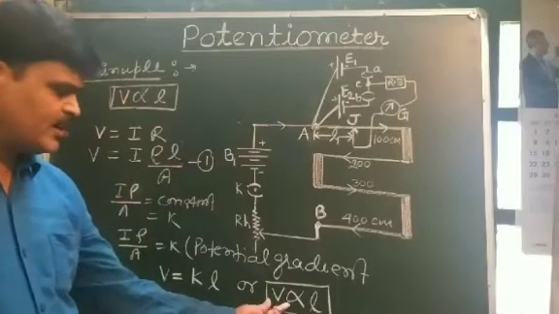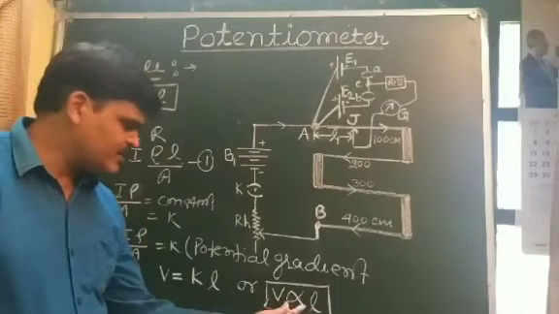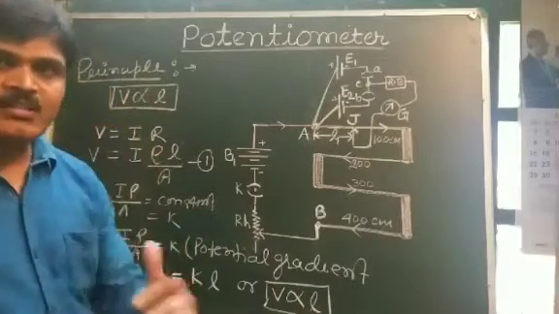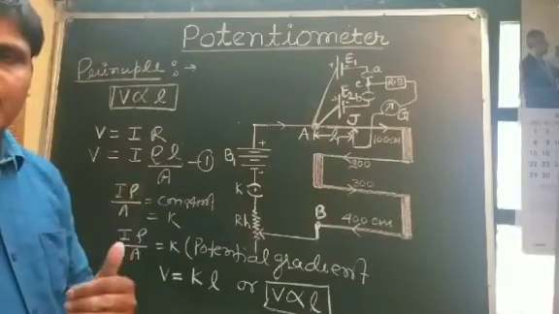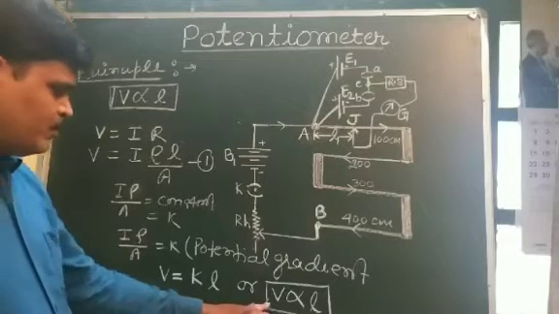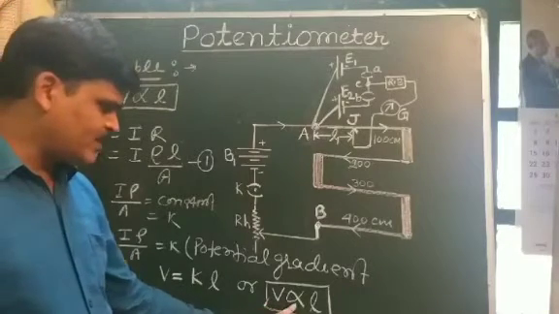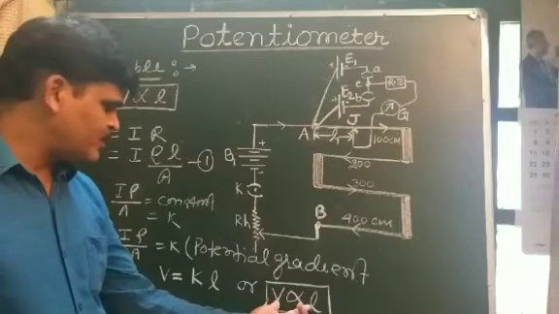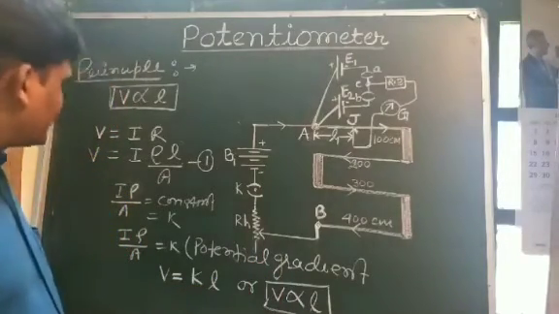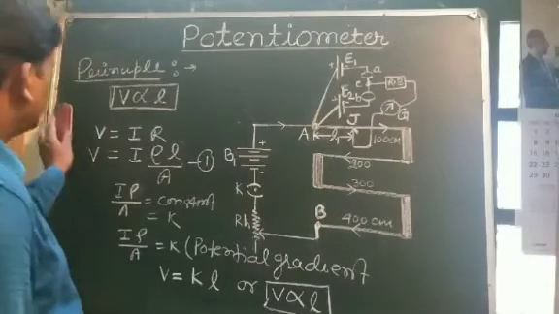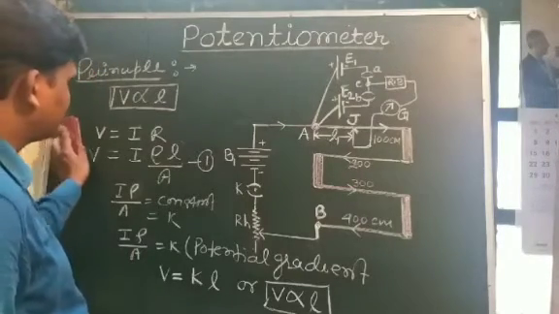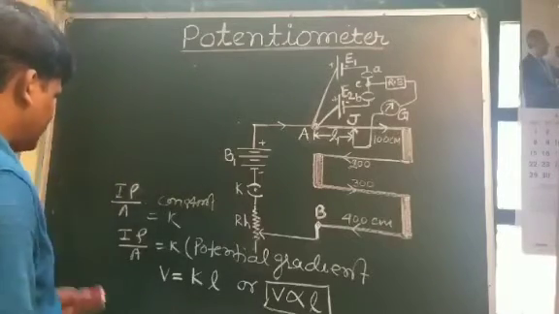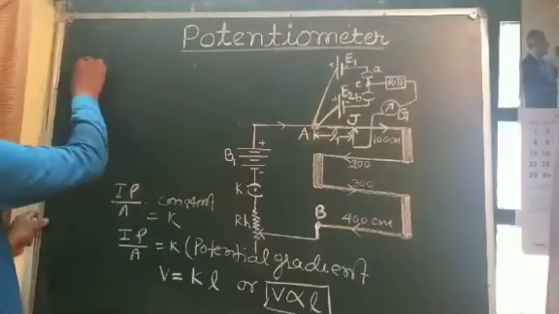The fall of potential across any length of the wire is directly proportional to that length, provided a constant current flows through a wire of uniform area of cross section and composition. So V is directly proportional to L. This is the principle of the potentiometer. And if you plot a graph between them, so what is potential gradient? Potential gradient is next.